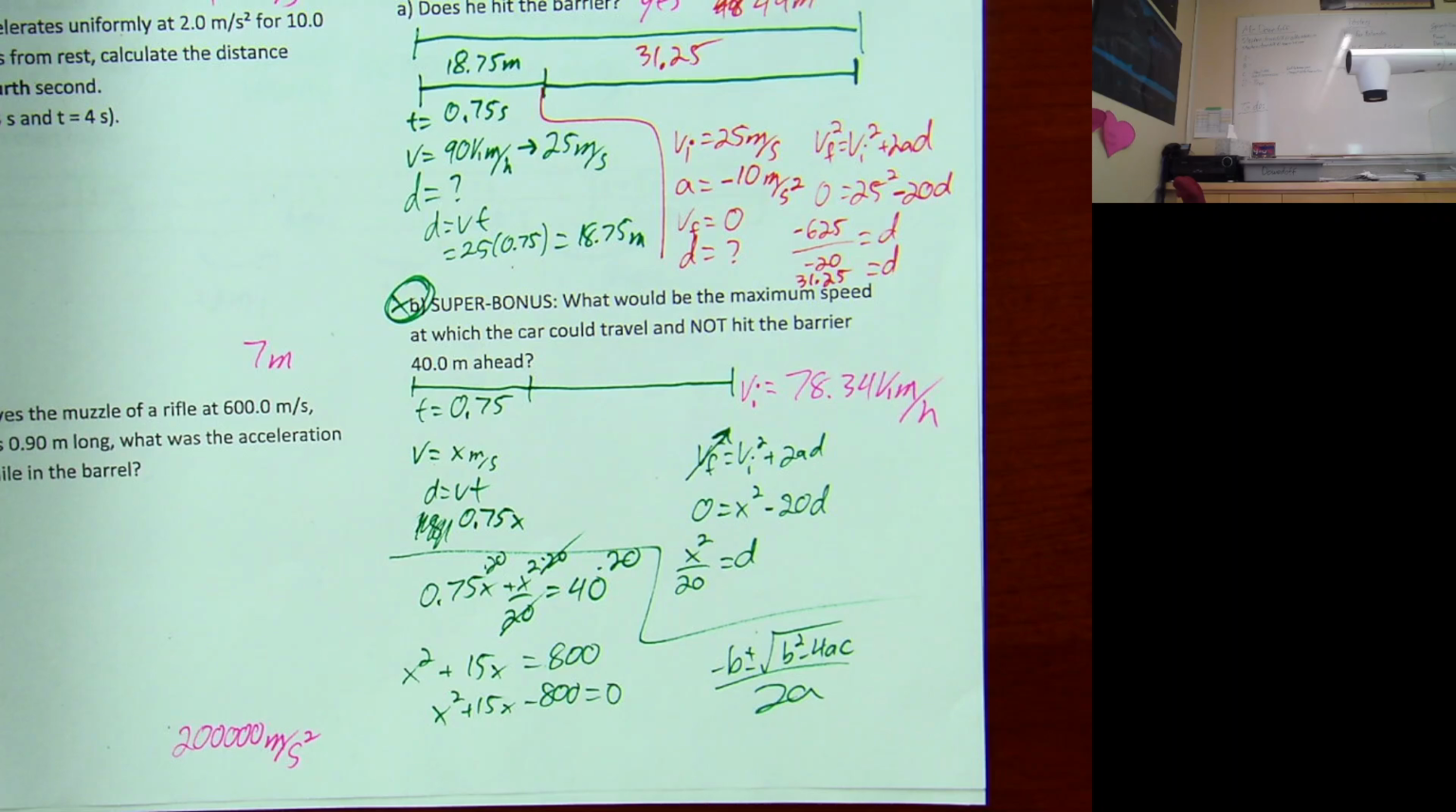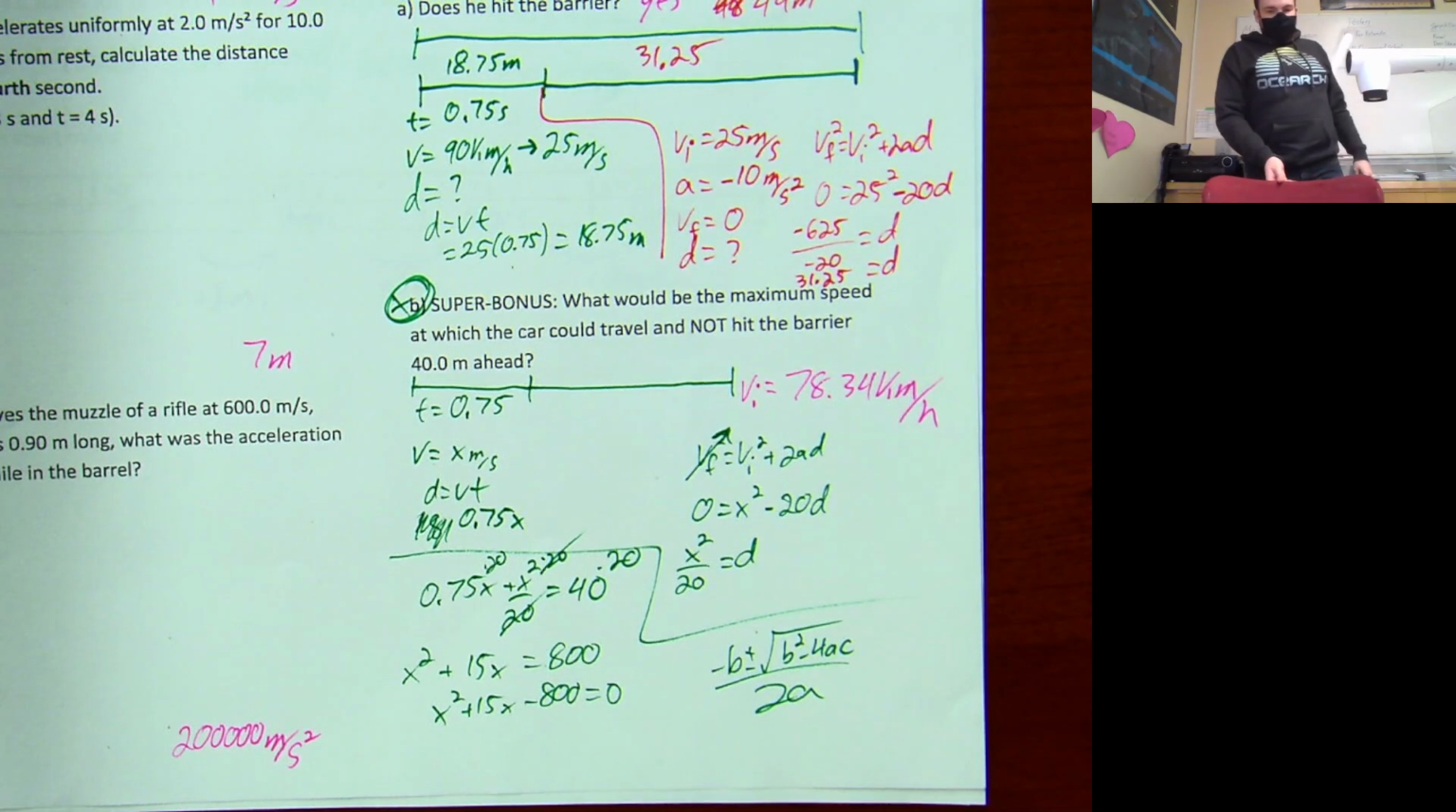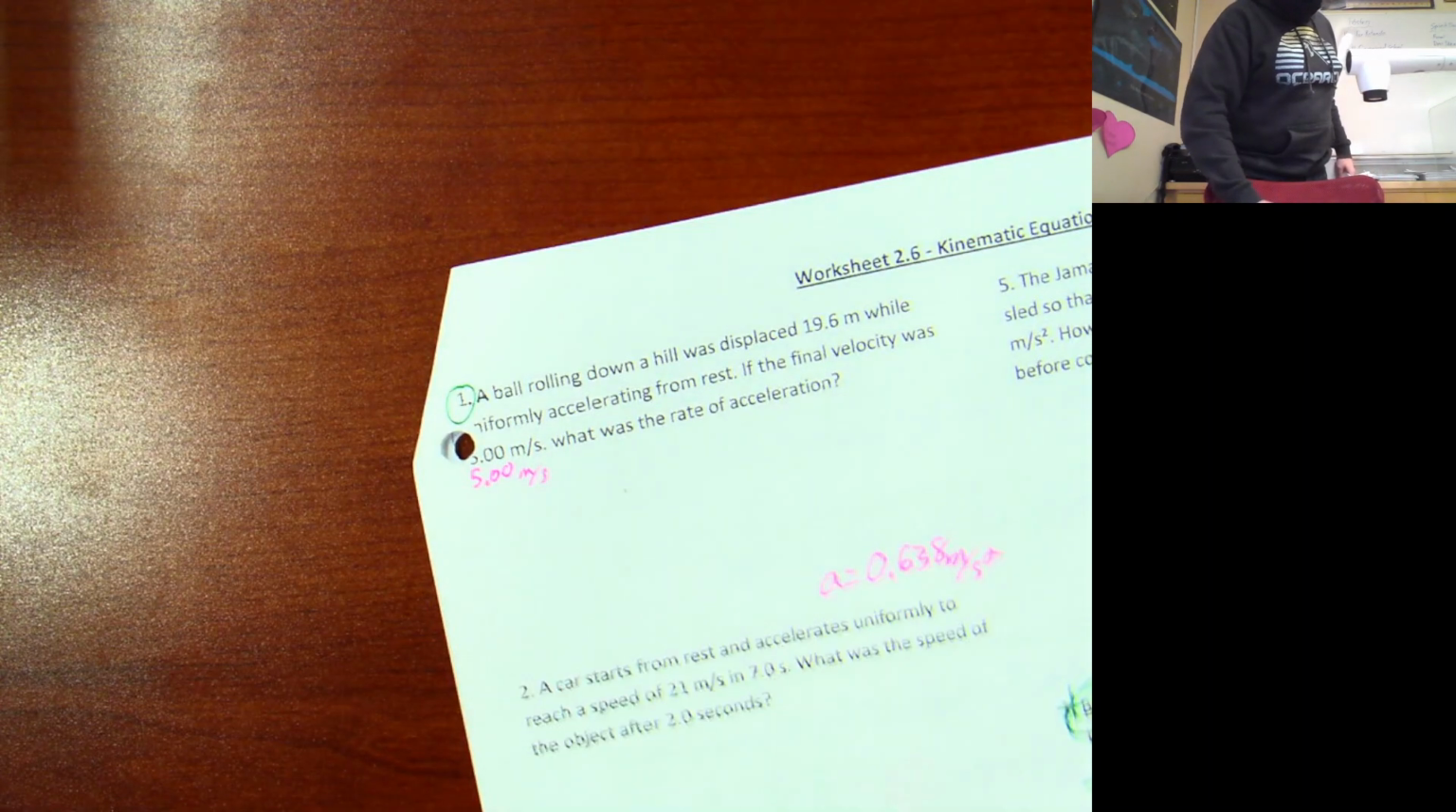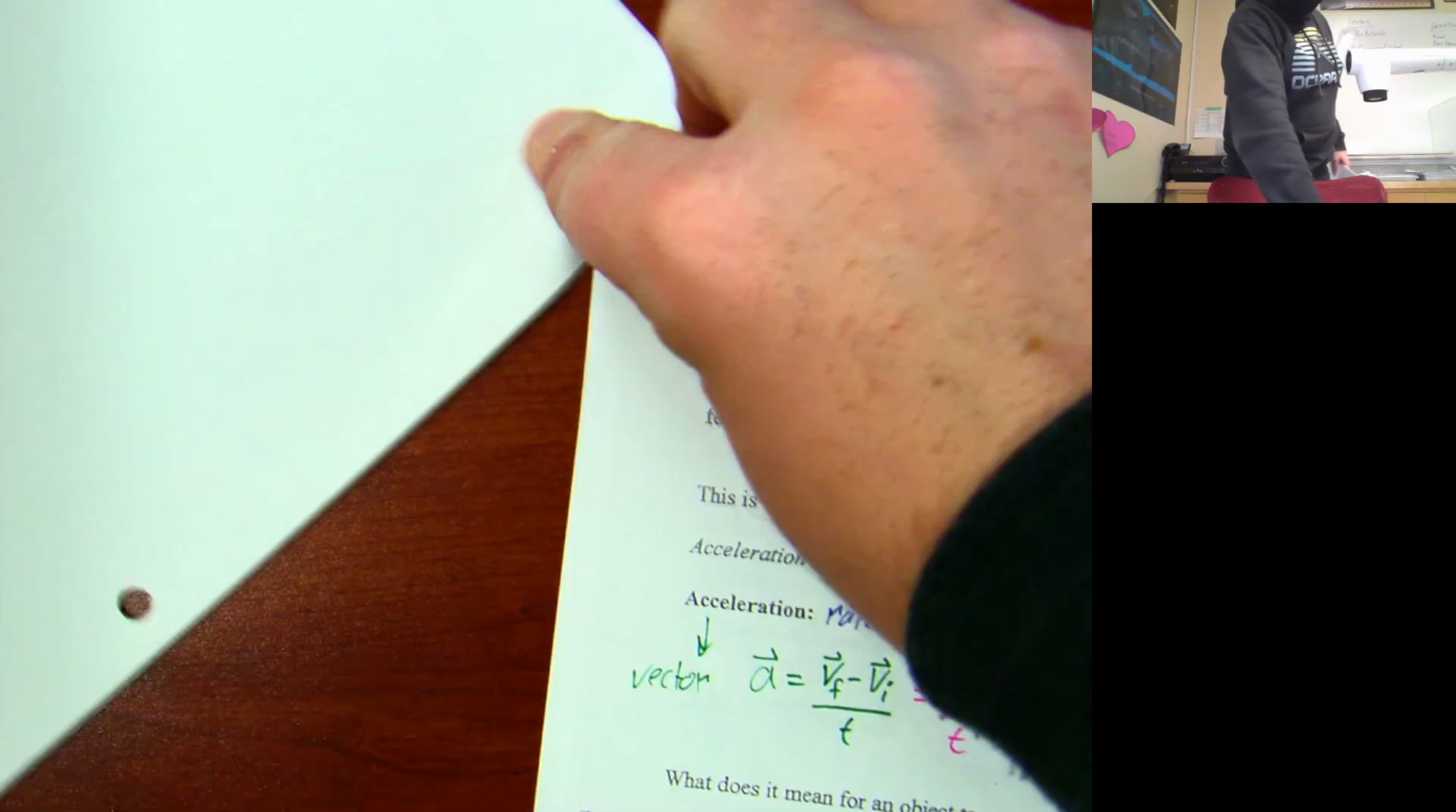Two questions. Put all your stuff away. You get the formula sheet. Put everything away. Because I want to see if you know this stuff.